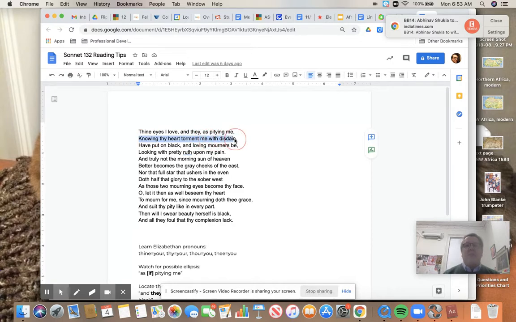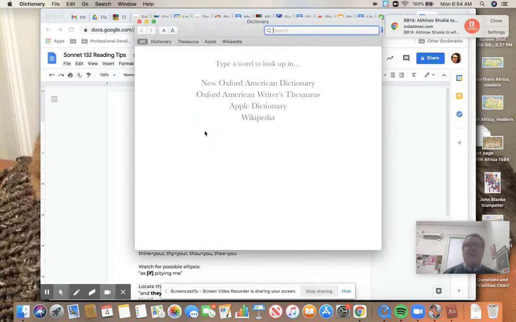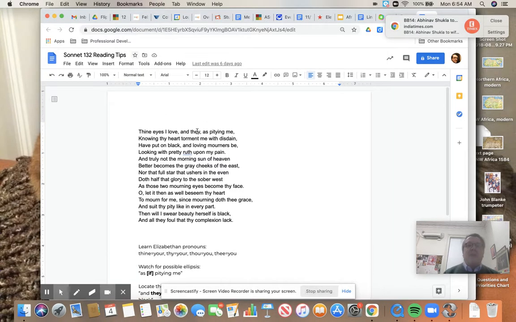We're still looking for the main verb, "have put on black." That's the main verb. And so when you're translating, paraphrasing, you can ignore these phrases for a little bit, and make sure you understand, here's the subject, here's its main verb.